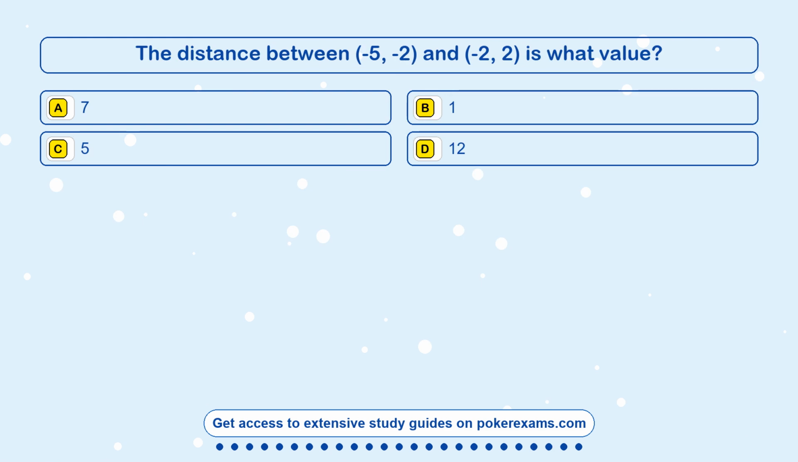Question 16. The distance between -5, -2, and -2, 2, is what value? Option A, 7. Option B, 1. Option C, 5. Option D, 12.